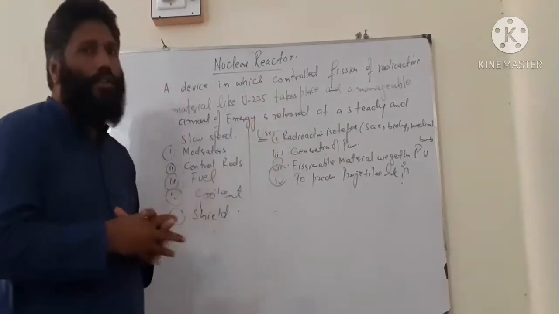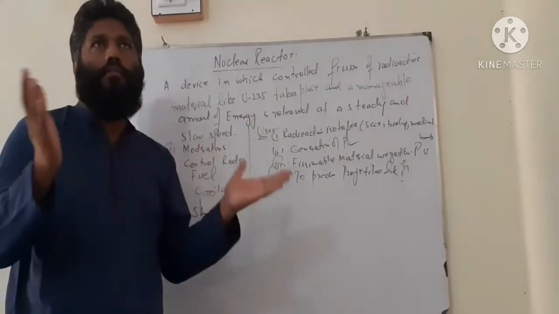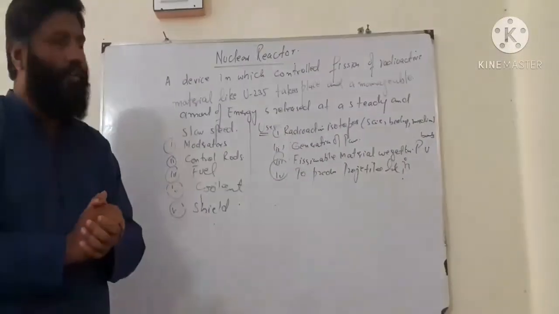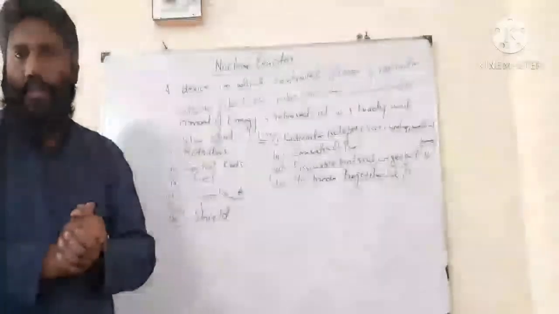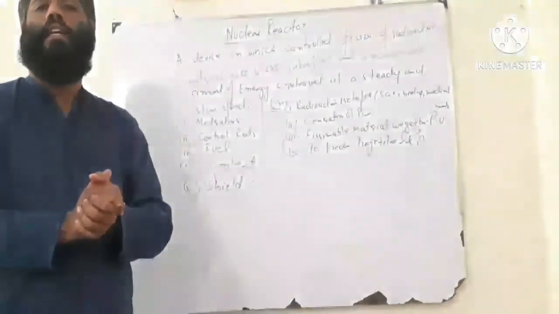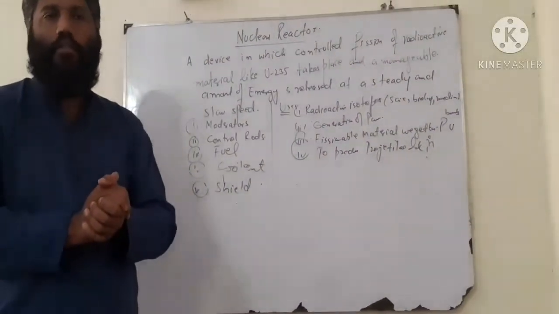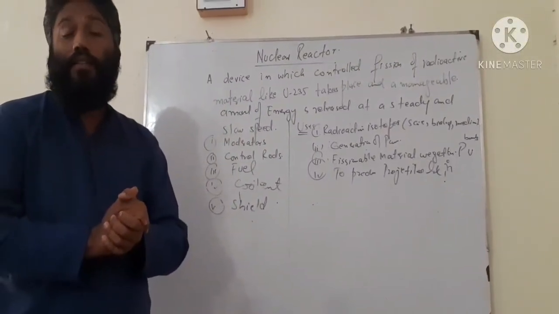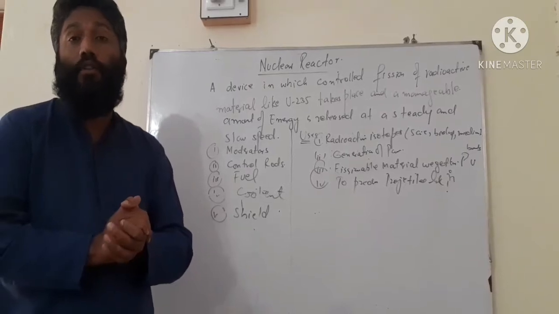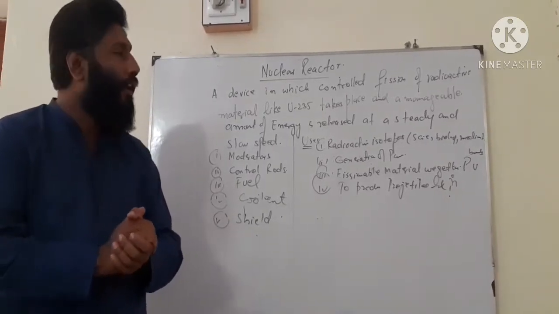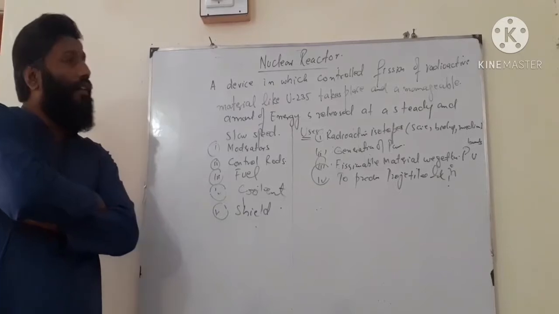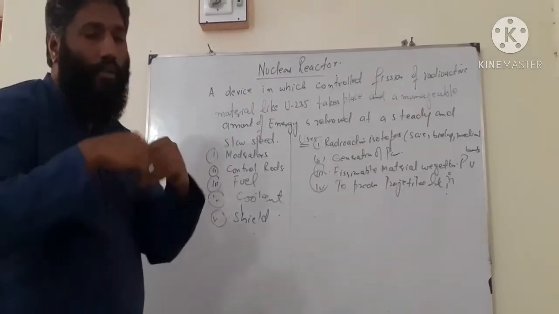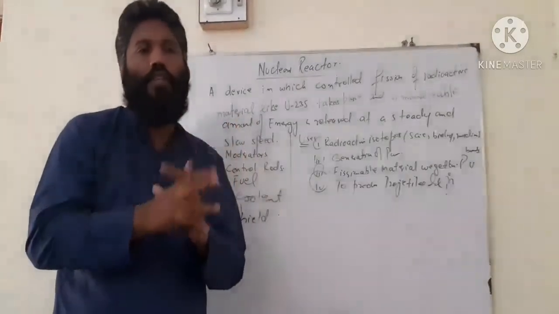What are the applications of nuclear reactors? Mostly in our mind, nuclear reactors are built for the production of energy, for the generation of electricity. That is only one type of nuclear reactor. Not all reactors are designed to generate electricity. The reactor which is designed to generate electricity is called a nuclear power plant, or nuclear power reactor. But nuclear reactors are built for different purposes, and we can classify them depending upon their purpose.